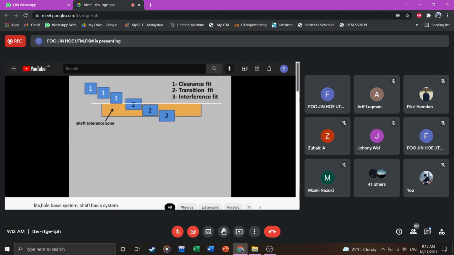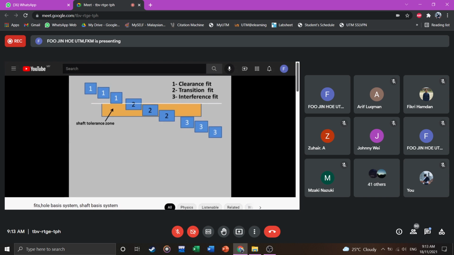Interference fit. In interference fit, upper limit of hole must be less than the lower limit of shaft. Hence, hole tolerance zone will lie below the shaft tolerance zone like this. Now, if you observe, the shaft tolerance zone is constant, but hole tolerance zone is varying in order to get the required fit.